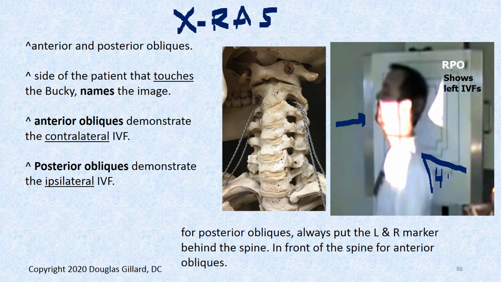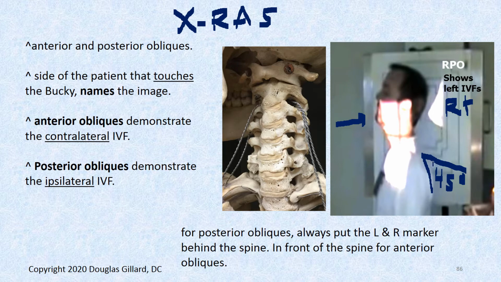This is always super confusing, but 45-degree angle, so you would call this a right posterior oblique. The part of the body that touches the bucky is what names these twisting shots. So his right posterior shoulder is touching the bucky, and so this is a right posterior oblique, or RPO. If you don't have RPO markers, you would put the right over here, because it's behind the spine, you know this is a posterior oblique. If it was an anterior oblique, you would put the right out here in the front.